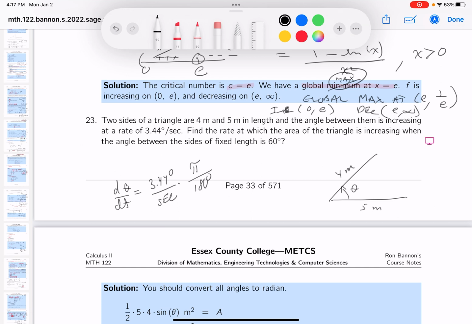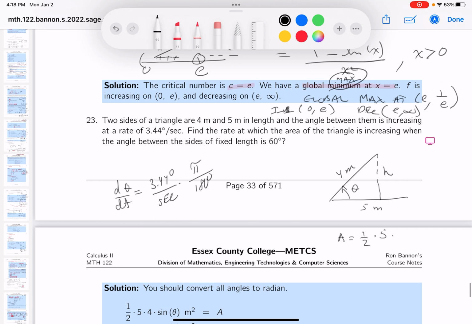Now, what do they want to know? Find the rate at which the area of the triangle is increasing. The way I'm going to do that is I'm going to talk about the area of a triangle being 1/2 times the base times the height. And this is the height of it. What's the height going to be? It's going to be the sine. The sine of theta is going to be h over 4, so 4 sine theta would be the h.